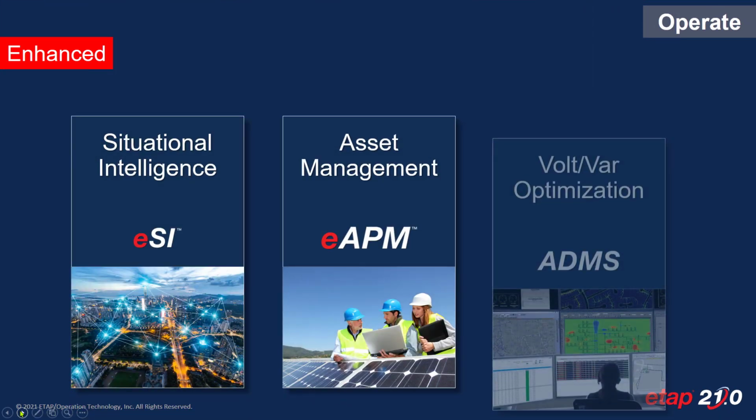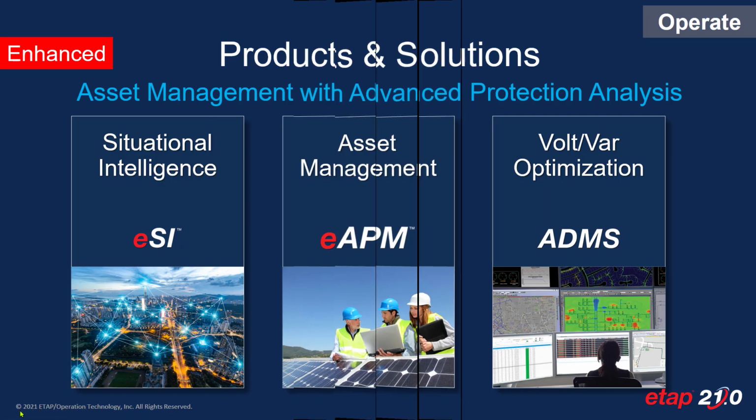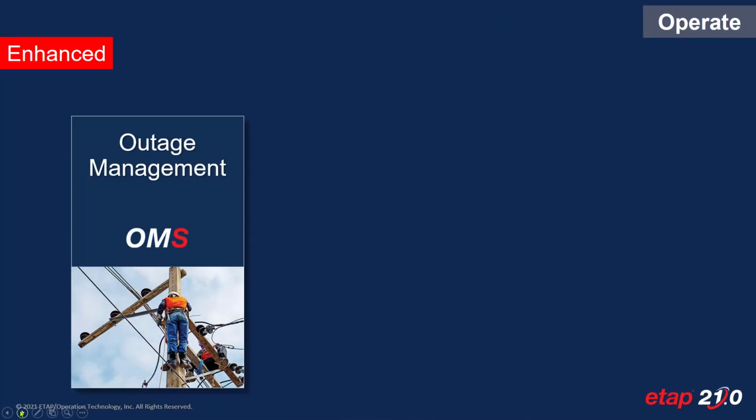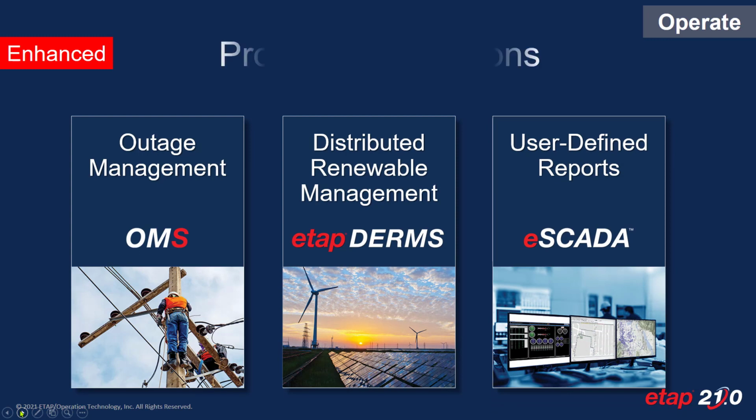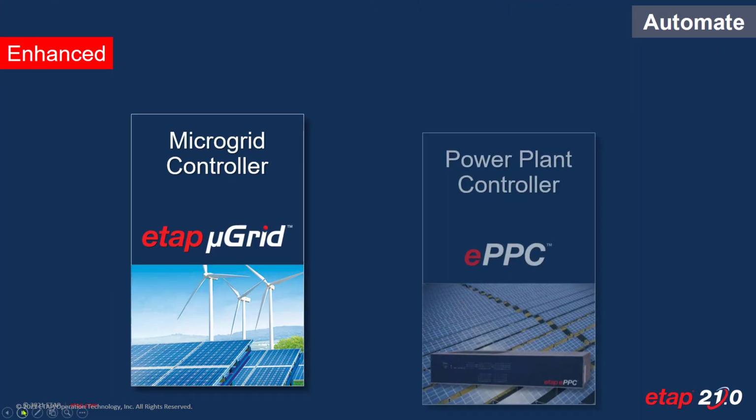Also, modules that will be covered in part number 2 are Asset Management with Advanced Protection Analysis, which is ETAP Situation Intelligent, Asset Management, Volt/VAR Optimization, which is part of ETAP's ADMS. And also in part number 2 are Outage Management, OMS, Distributed Renewable Management, ETAP DERMS, and User-Defined Reports for users that are currently using ETAP SCADA.